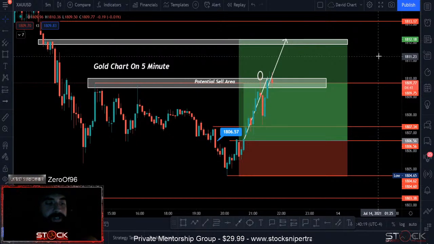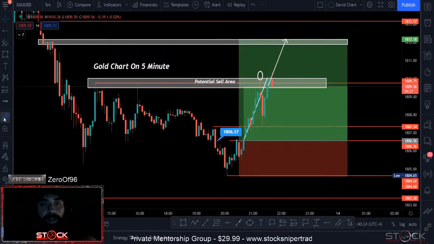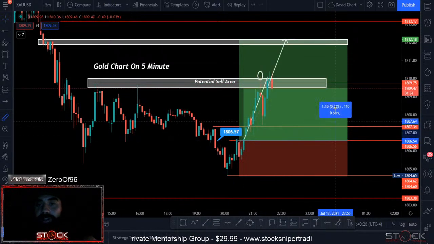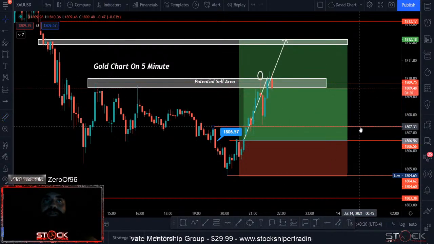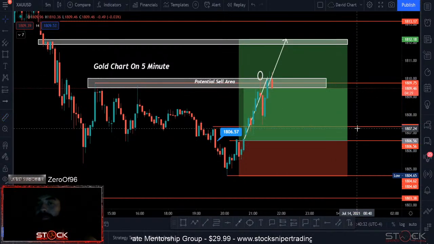For the new guys, you probably don't know me, but I like to reward ourselves. I know it's potentially looking like a dip buy right now or a sell, but hit 40 pips, you've got to give yourself some love.